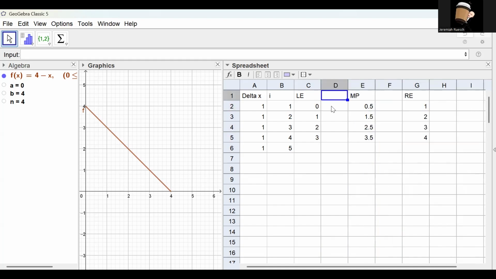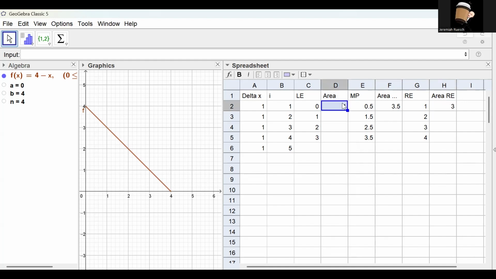Okay, and the reason I'm doing this now, let's go ahead and do that. This is going to equal, for the left endpoint, 2 times A2. Okay, and then this is going to equal F of, let's see, E2, that's this cell, times A2. Okay, and then the right endpoint area, I guess I should label these. This is area RE. Okay, and this is going to be equal to F of, what is it, G2 times delta X, which is A2.